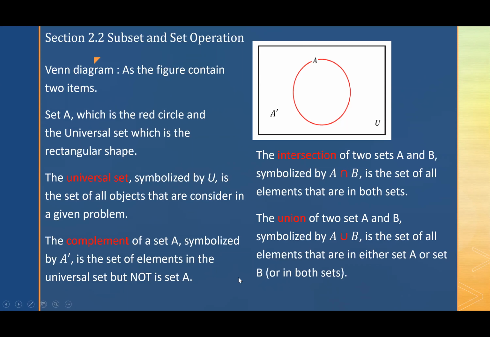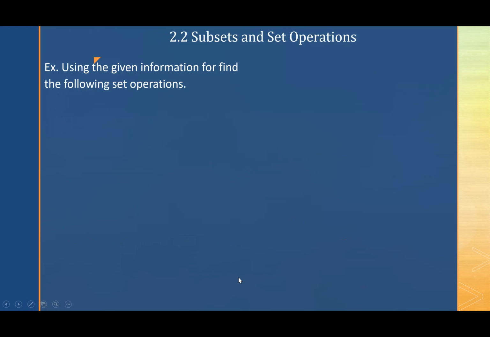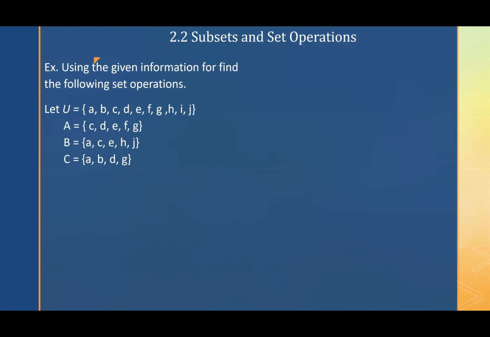So let's attack that. Let's take a look at this here. We will deal with the Venn diagram later, but let's say that I have these items here. My universal set is A, B, C, D, E, F, G, H, and I. My set A contains C, D, E, F, G. My set B contains A, C, E, H, J. And my set C contains A, B, D, G, right?